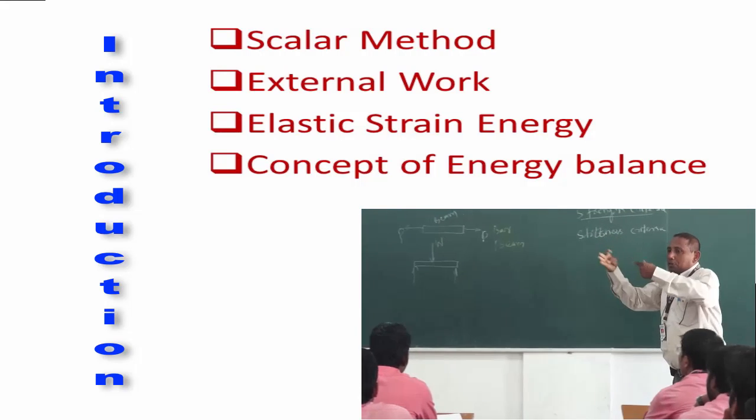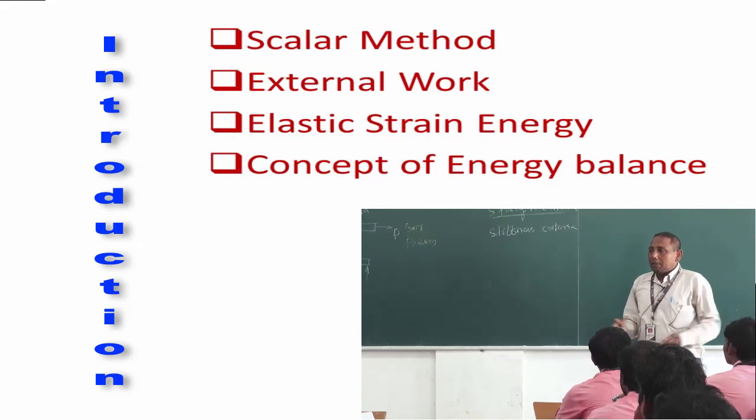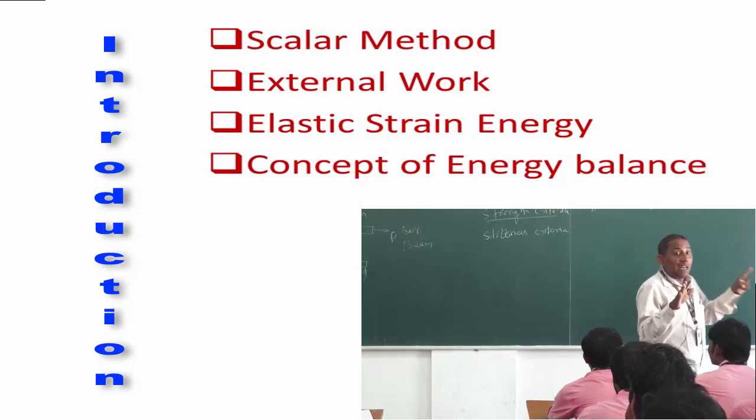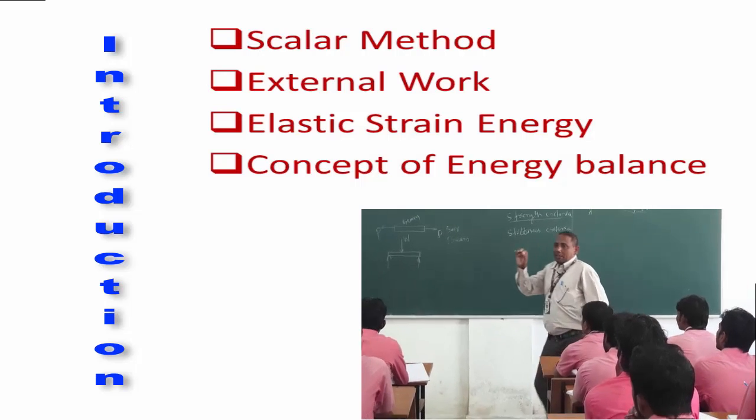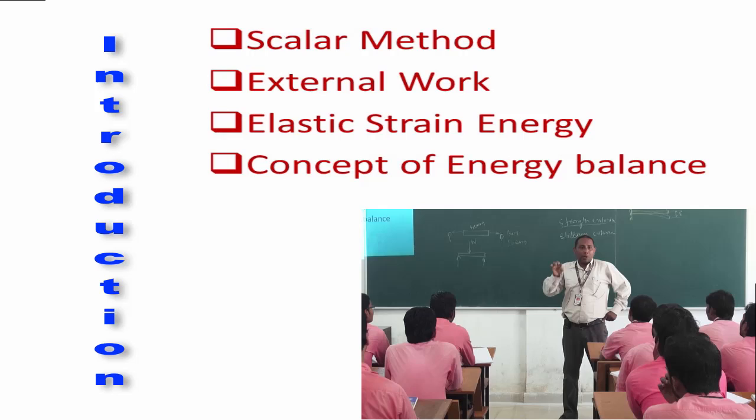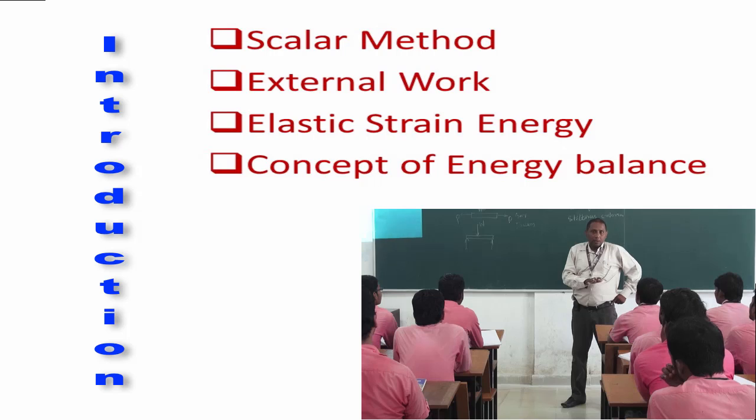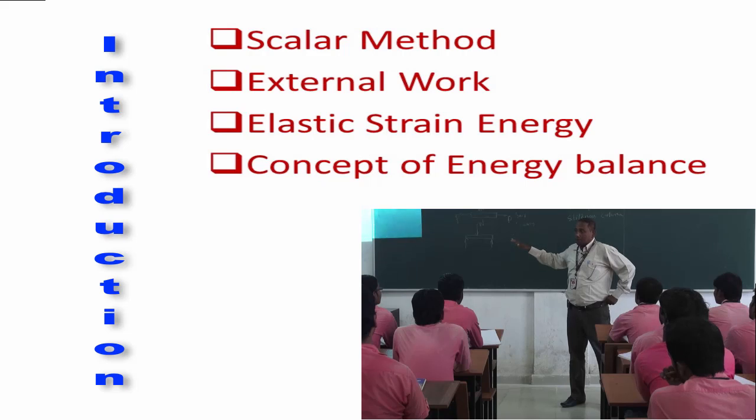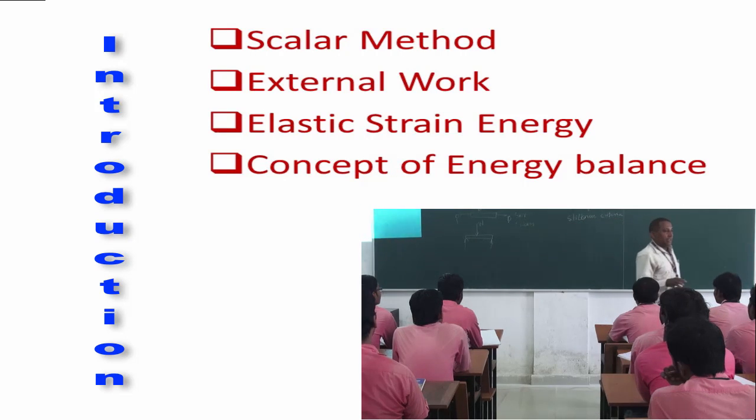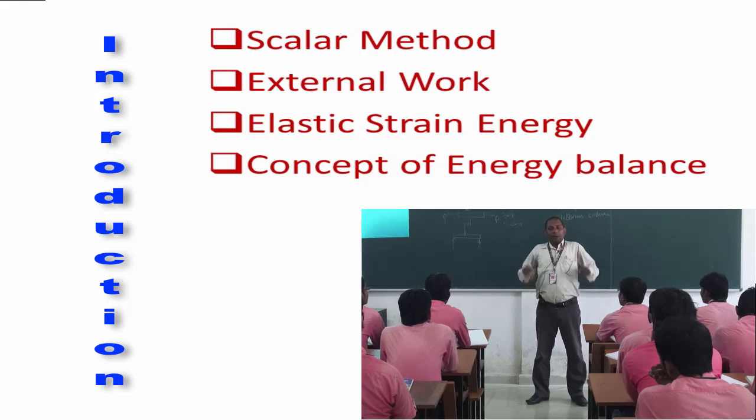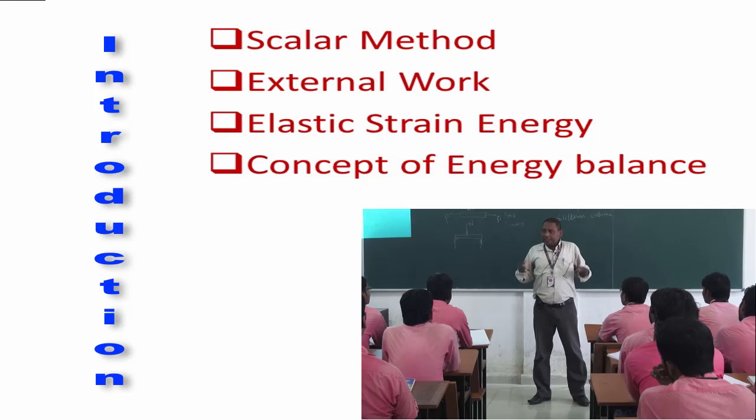Then let us talk about some basic terminology. You remember that there are basically two methods, one is a vector method, other is a scalar method. By definition, a vector is a physical quantity which has a magnitude and a direction, and a scalar is a physical quantity which has a magnitude only. And it is always easy for anyone to deal with a scalar method. We know energy in any form, whether it is kinetic energy, potential energy, chemical energy or strain energy, is a scalar quantity, and that scalar approach we are using here.